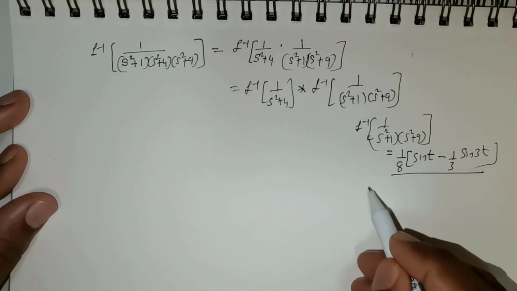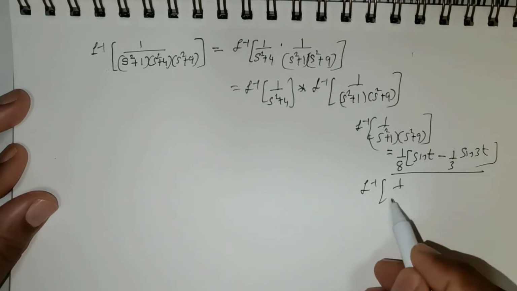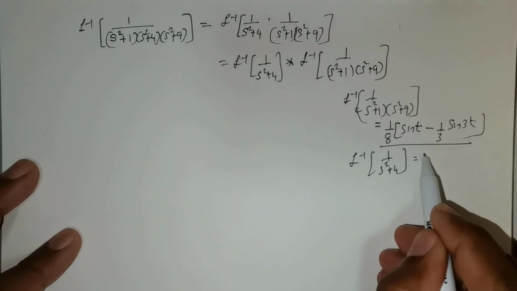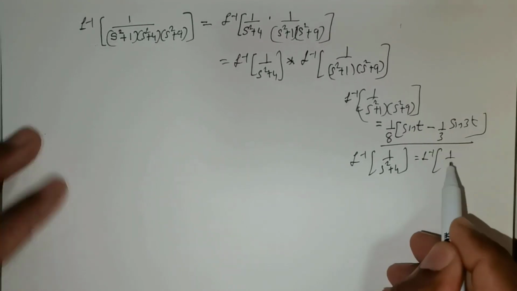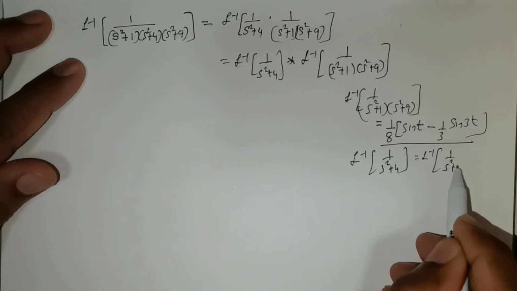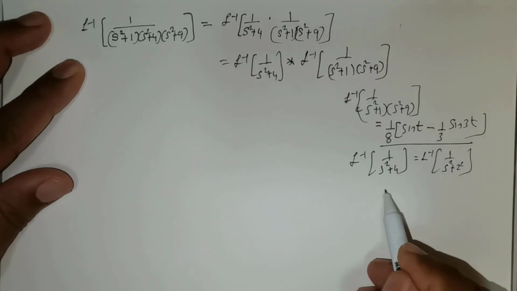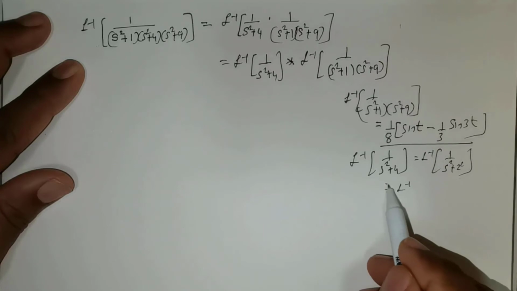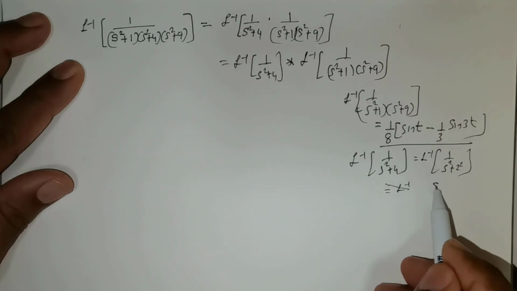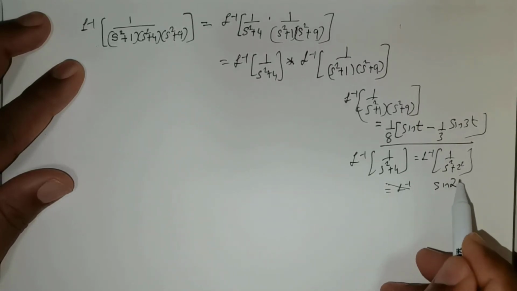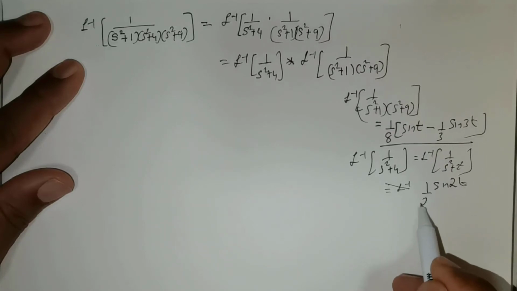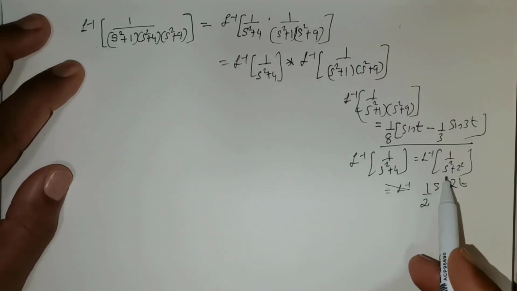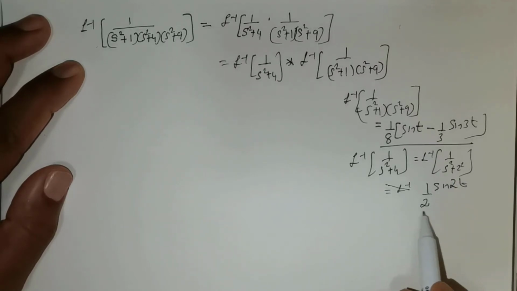But what is L inverse of 1 over s squared plus 4? I can always rewrite this as L inverse of 1 over s squared plus 2 squared. Of course I don't need to, I can directly get the transform. So this is nothing but sine 2t, and of course there has to be a multiple of 1 over 2. So this is the Laplace inverse of 1 over s squared plus 2 squared.